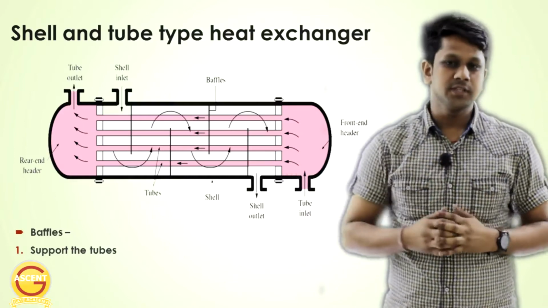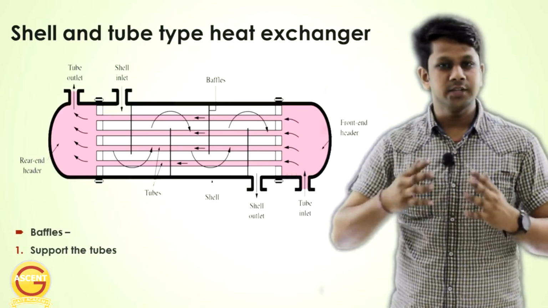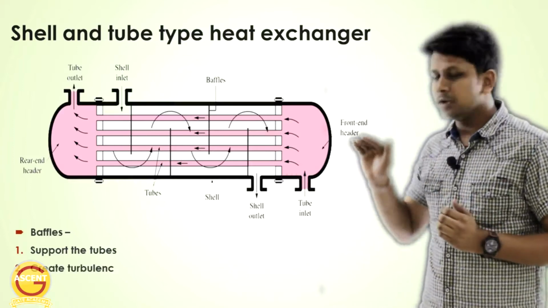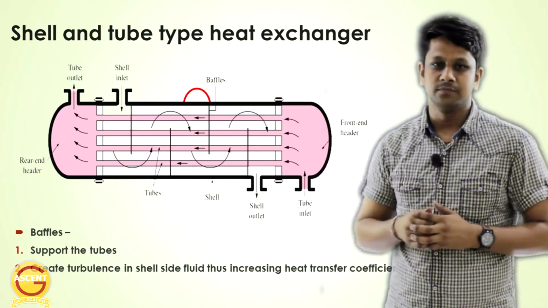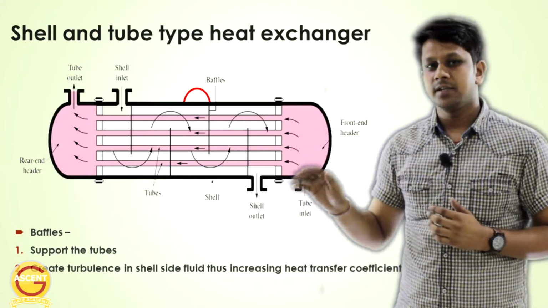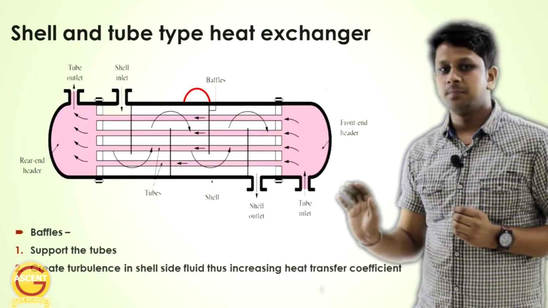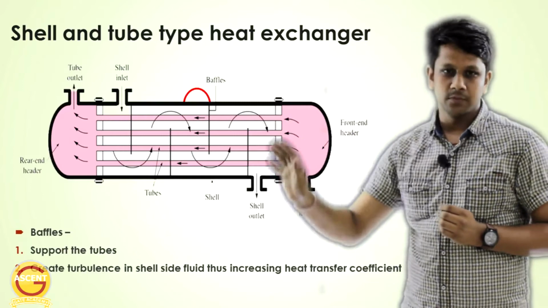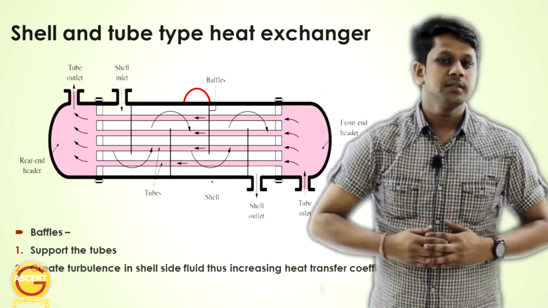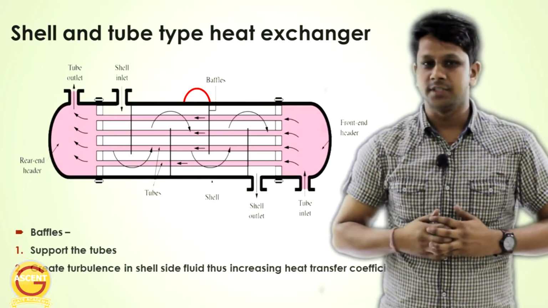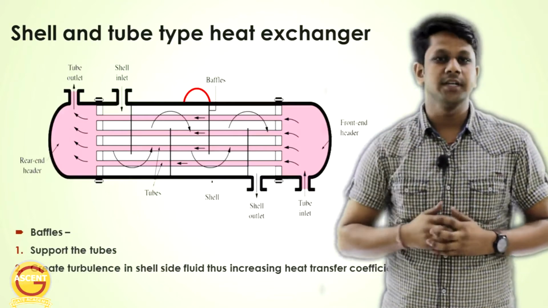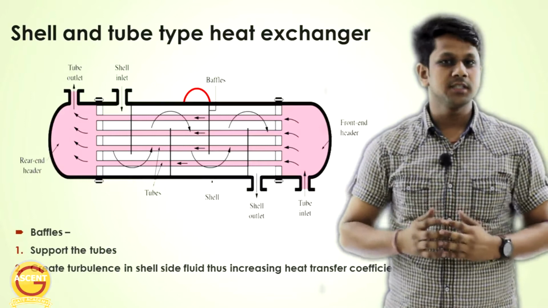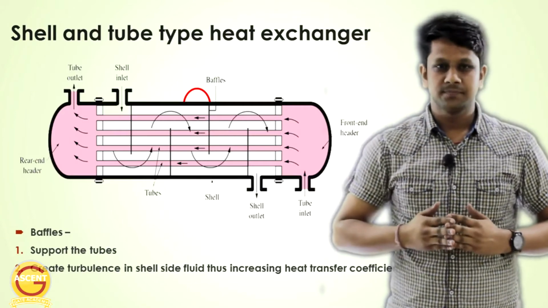This is their first job, and the second job is that they create turbulence in the path of the shell side fluid. So in the shell side, if the water is flowing, then these baffles create turbulence in this flow, and this results in an increase in the heat transfer coefficient, right? Thus they increase the effectiveness of the heat transfer, right? So these are the jobs of these baffles.